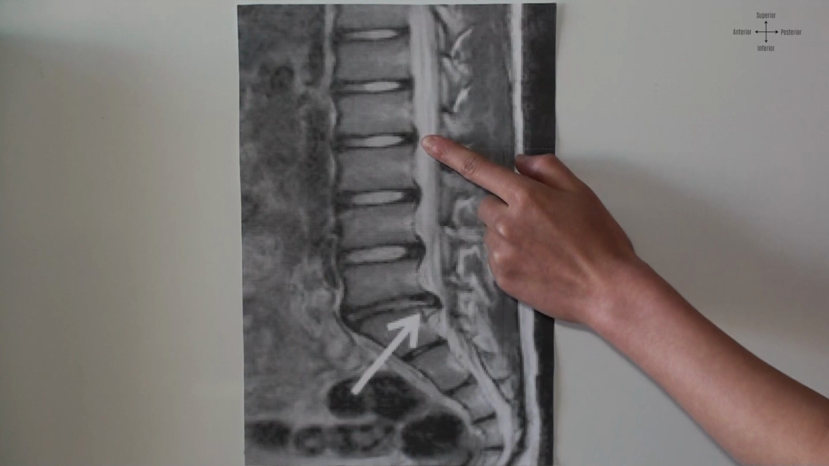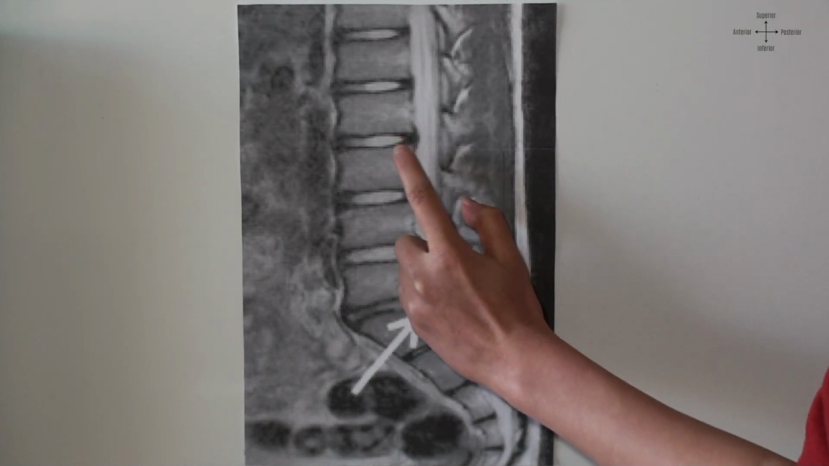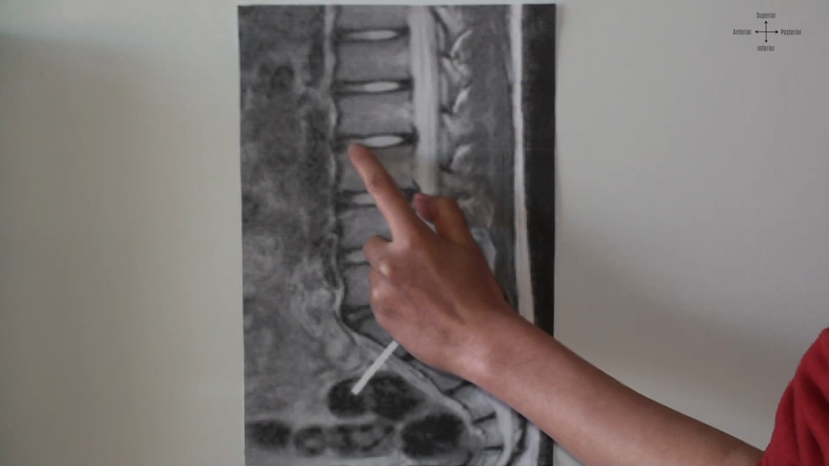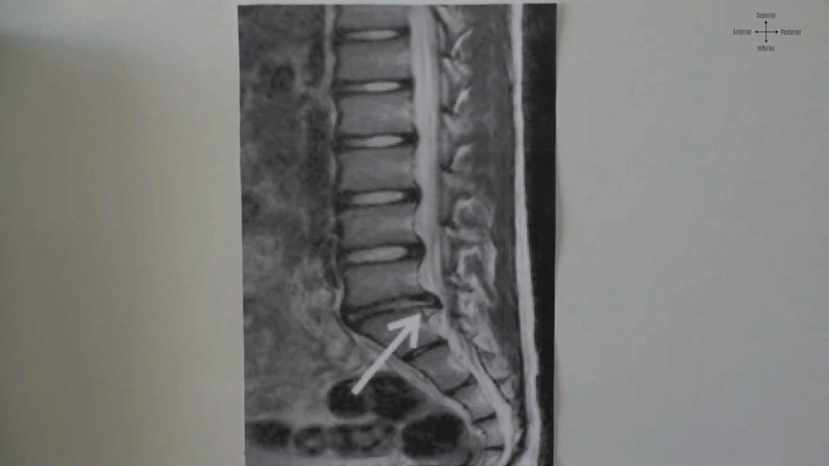The intervertebral disc contains a superficial fibrocartilaginous annulus fibrosus which surrounds the deeper gel-like nucleus pulposus. The intervertebral discs are located between vertebral bodies and absorb shock during flexion and movement of the body.